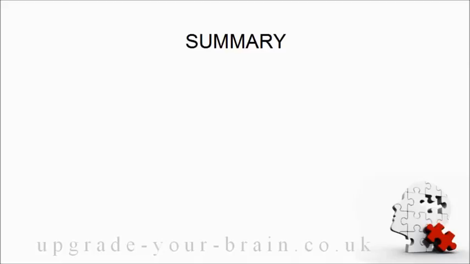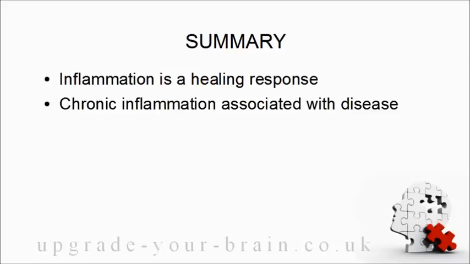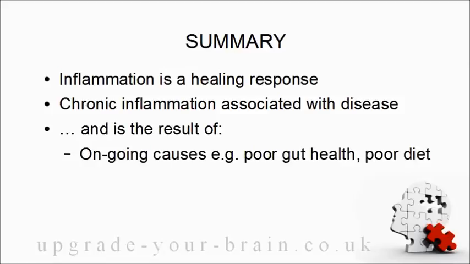Let's conclude by summarizing what we've covered in this presentation. Inflammation is a healing and repair response. On the whole, a good thing, but chronic inflammation, or inflammation that doesn't switch off, is associated with chronic illness, including many brain disorders. There are many possible causes of chronic inflammation. The key things are probably gut health problems such as infections and also poor diet. But chronic inflammation can also be related to failures in signaling, whereby the normal mechanism for switching off inflammation isn't working, perhaps due to stress.